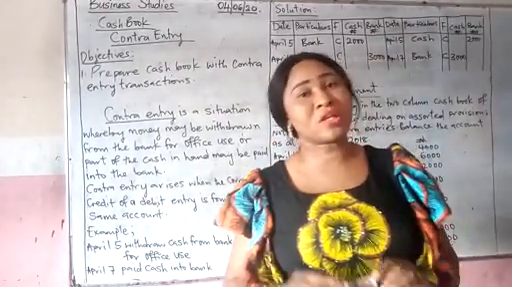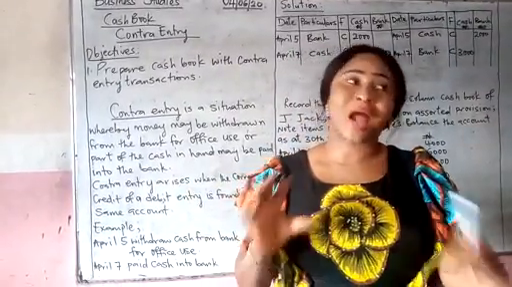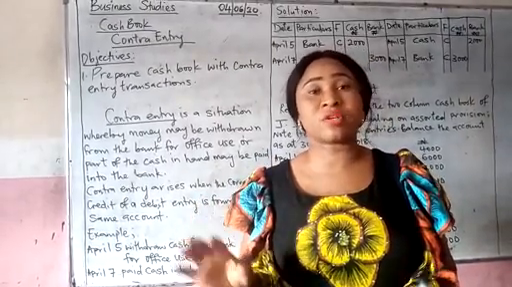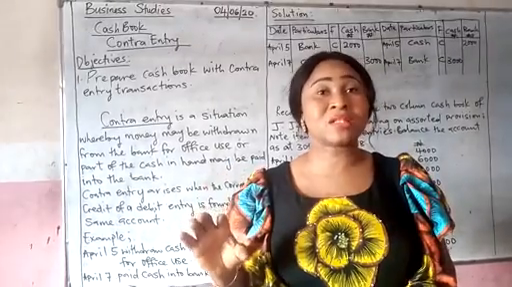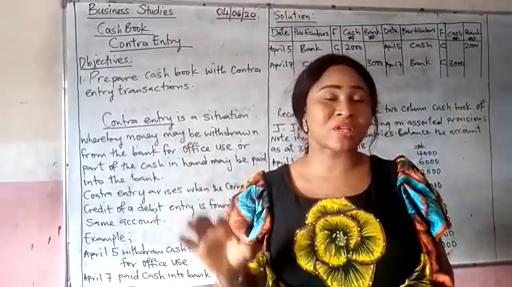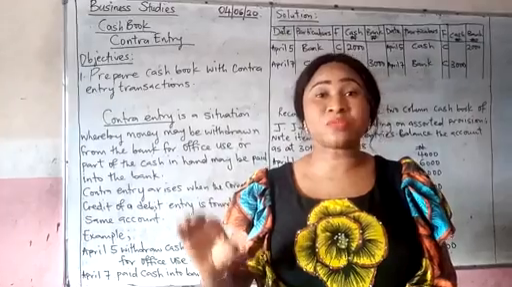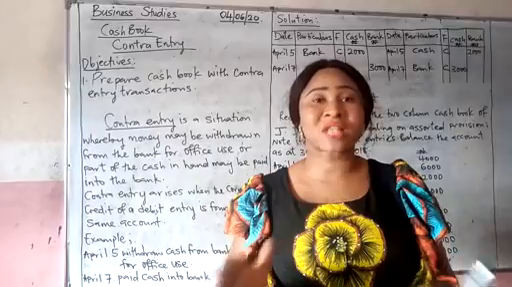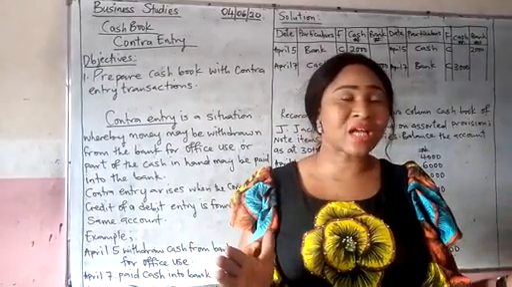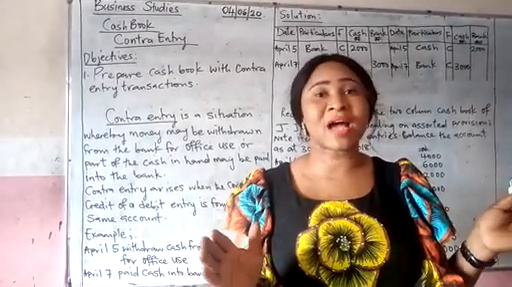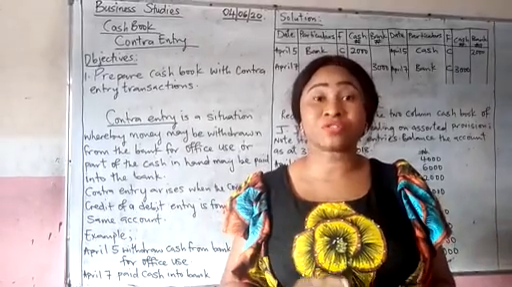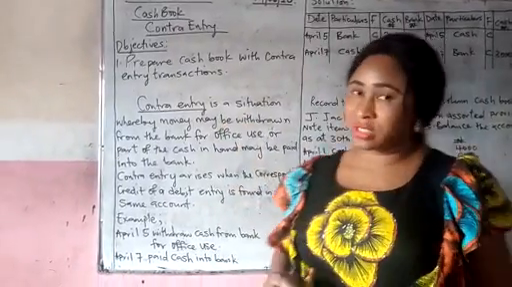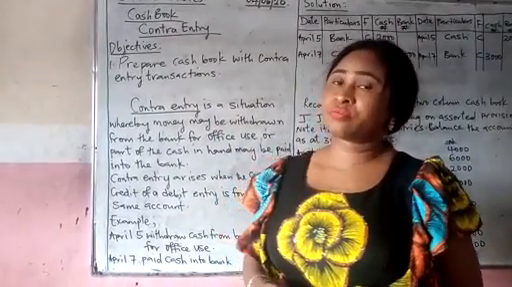Last week we talked about cash book, and I told you that cash book is a book of original entry where the first entry is made concerning cash and bank transactions before posting them to the ledger. I also told you that cash book has two sides, debit side on the left hand side and the credit side on the right hand side. Today we are going to look at contra entries in cash book.